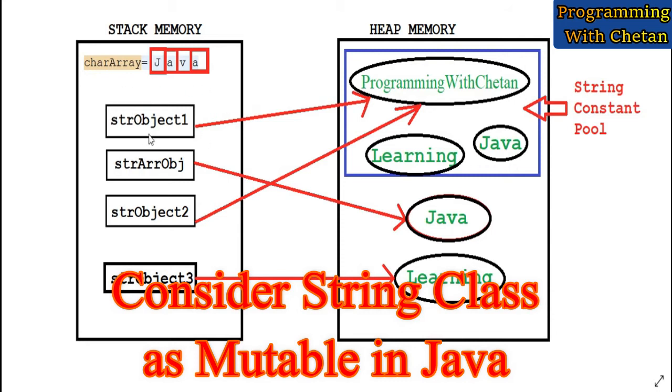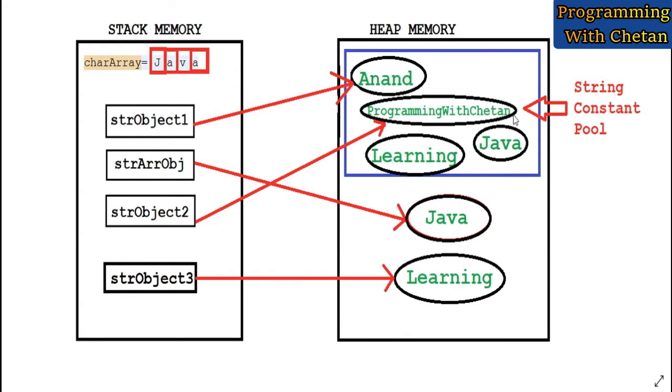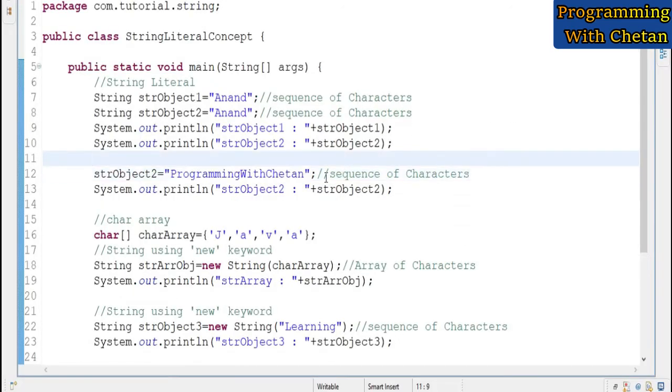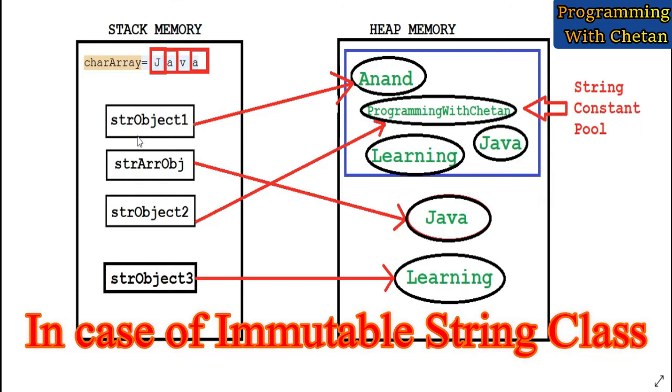But our stringObject1 is also pointing to the same object. So when we update the value of one of our objects, the value for other objects pointing to the same object will also get updated. So to avoid such problems in the Java programming language, the string class is made immutable. So here you can see that when we try to update the value of our stringObject2, then in place of updating the same object, a new object will be created with value programming with Chetan. So now our stringObject2 is pointing to a different object, and our stringObject1 is pointing to a different object.